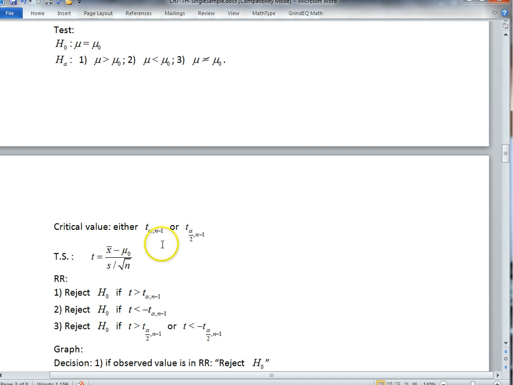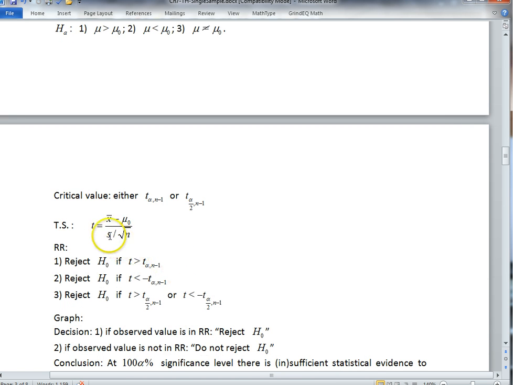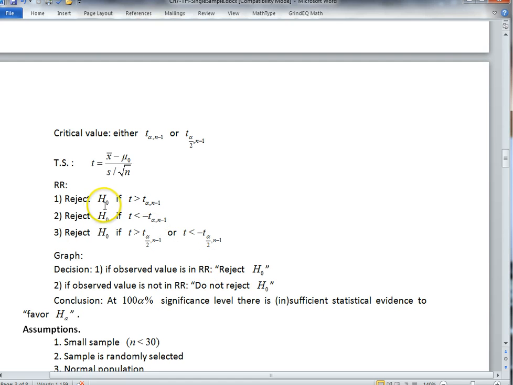Okay. So in this case, my test statistic would be x bar minus mu 0 over s over square root of n, same as before, except I replace sigma by s and z by t here. And same structure, reject for the upper tail, we reject if t is larger than t alpha. For the lower tail test, we reject if t is less than negative t alpha. And for the two tail, we reject if t is larger than t alpha over 2 or less than negative t alpha over 2.